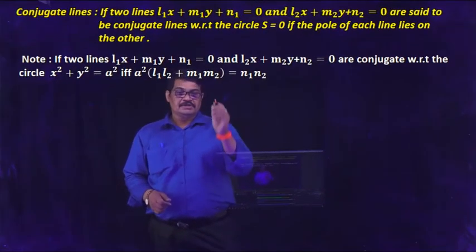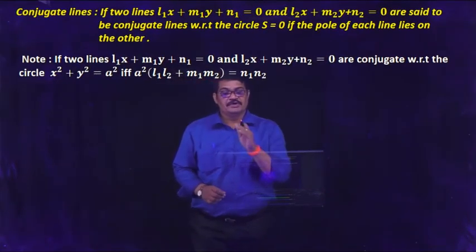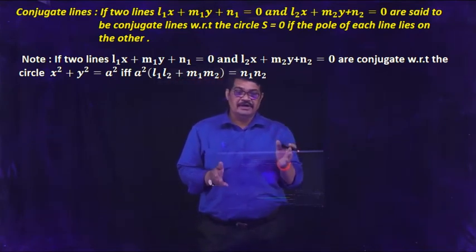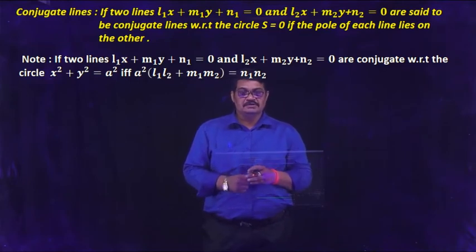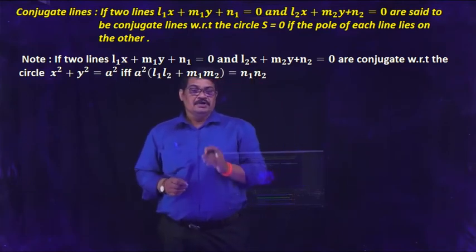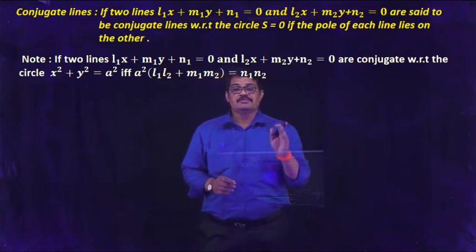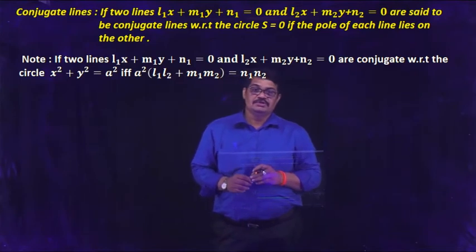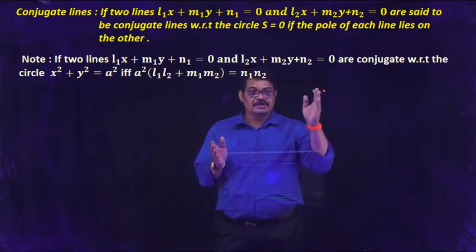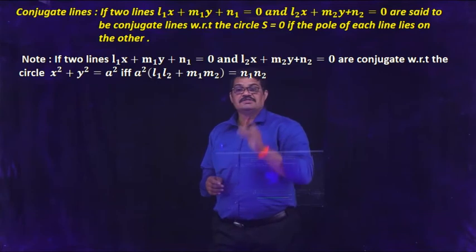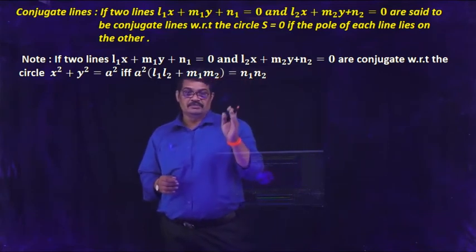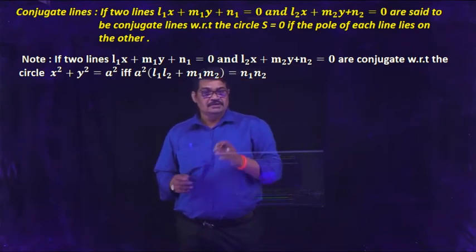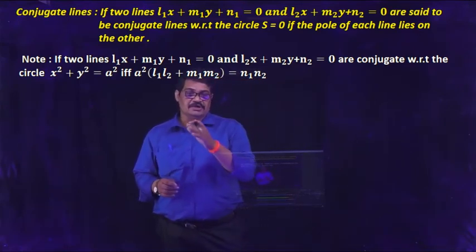Okay, next see the definition of conjugate lines. What are the conjugate lines with respect to the circle? See the definition. If two lines L1x plus M1y plus N1 is equal to 0 and L2x plus M2y plus N2 is equal to 0 are said to be conjugate lines with respect to the circle S is equal to 0 if the pole of each line lies on the other line. That is the definition of the conjugate lines.